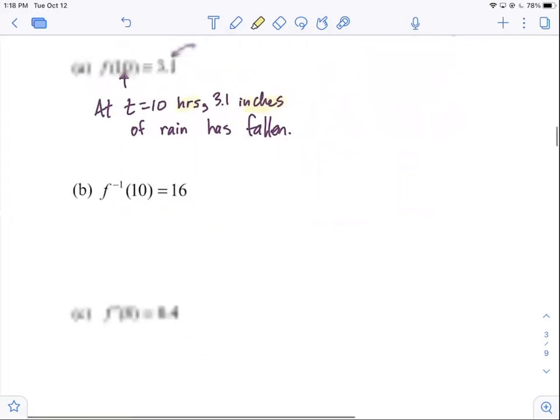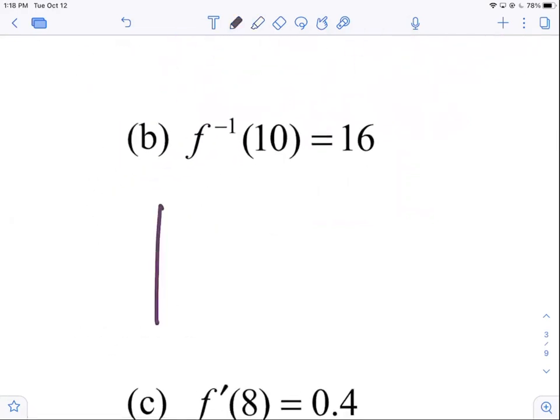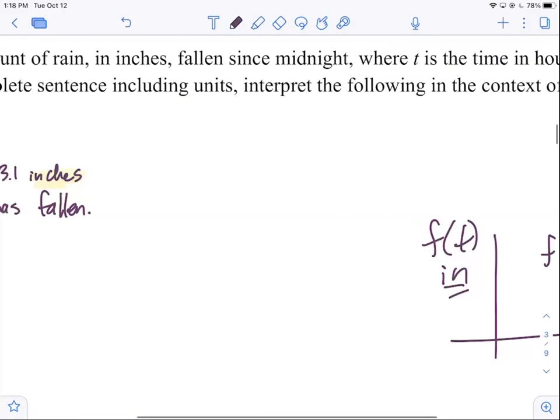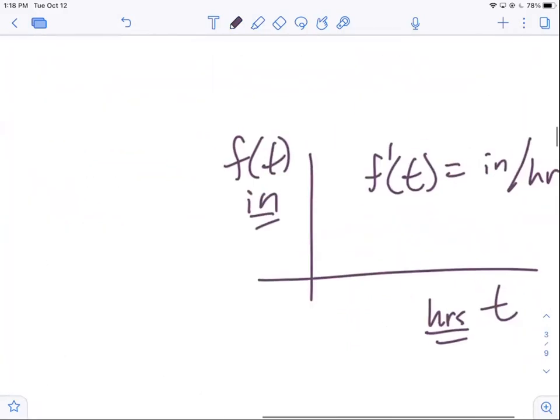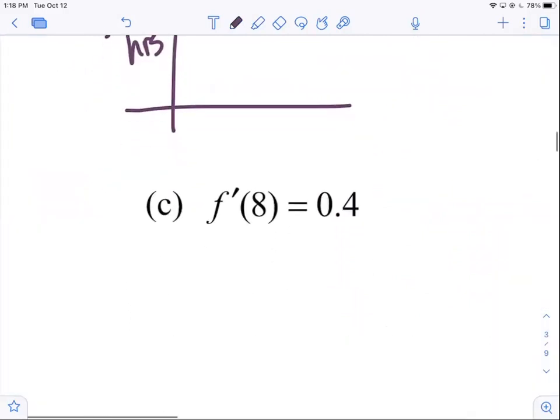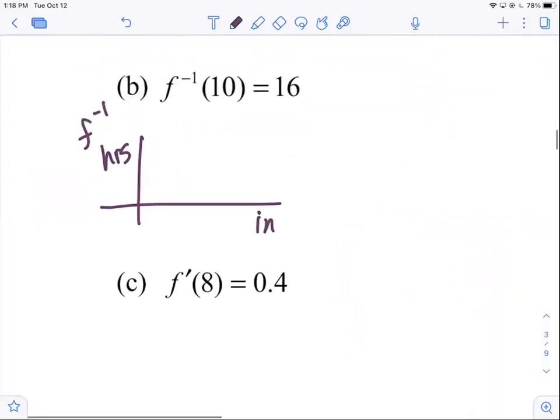So let's go ahead and do that. We'll do that with the axes as well. Here is the f inverse. Now, on the y-axis, we have what used to be on the x-axis, which was hours. So now we have hours measured on the y-axis, and what used to be on the y-axis in inches is now over here. Now, this is a strange way to think about things, right? Because now we're saying let inches be the independent variable, not time. That's weird, but whatever.